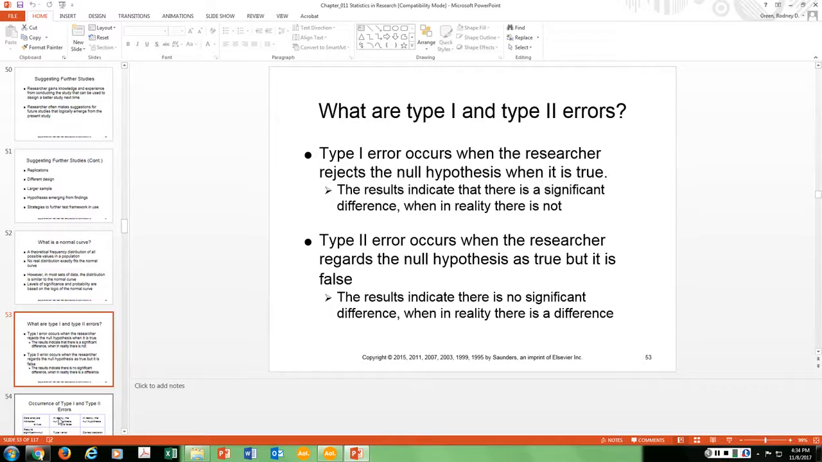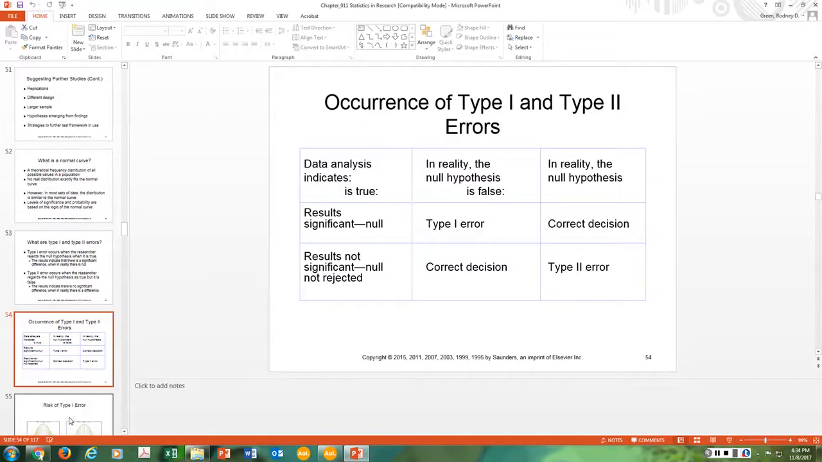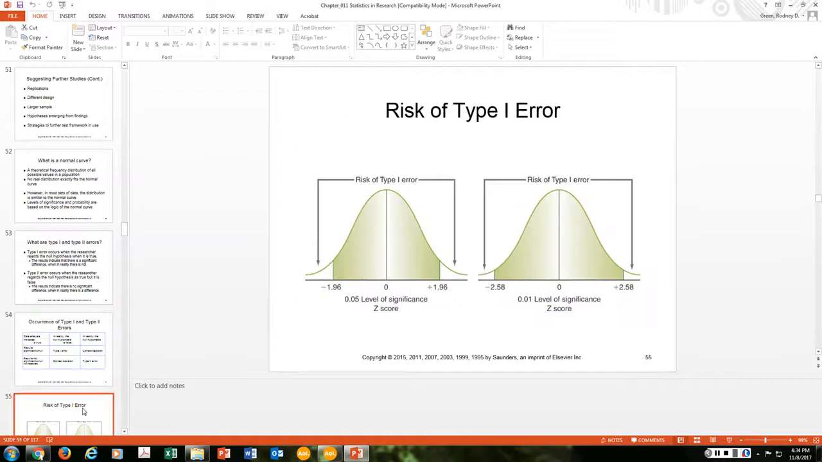And a type 2 error occurs when the researcher regards the null hypothesis as true, but it is false. The results indicate there's no significant difference when in reality there is a difference. And this is a table that goes through various scenarios. I'll just let you look through that yourself.